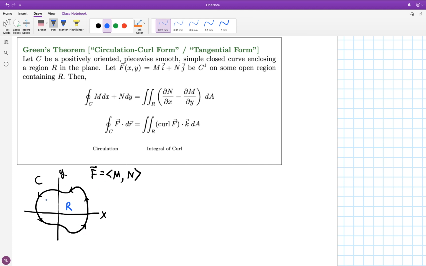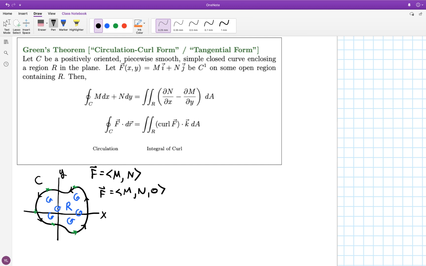So I'm not going to draw the vectors of the vector field. I'm just going to draw some images that help us capture the statement of Green's theorem. If you sum up all of the rotation that the field has across the region R, Green's theorem says that's the same result as adding up all of the circulation along the boundary.